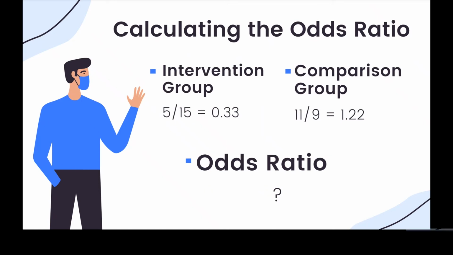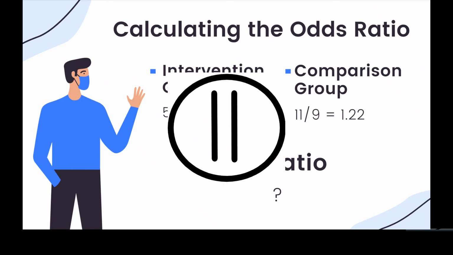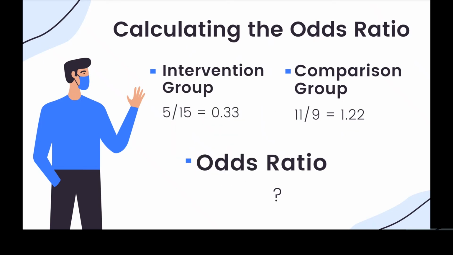In our example here, there were 5 people in the intervention group who had the outcome of interest and 15 who did not. In the comparison group, 11 people had the outcome of interest and 9 did not. We therefore get a figure of 0.33 for the intervention and 1.22 for the comparison group. What do you think the odds ratio is here? Pause the video here to calculate. The answer is 0.27 after dividing 0.33 by 1.22.